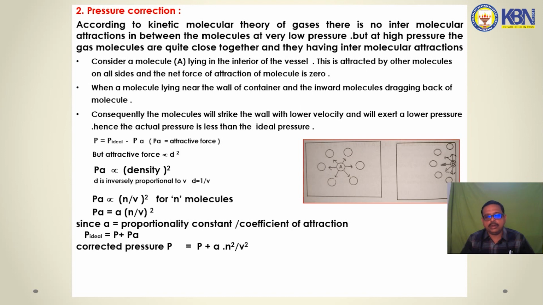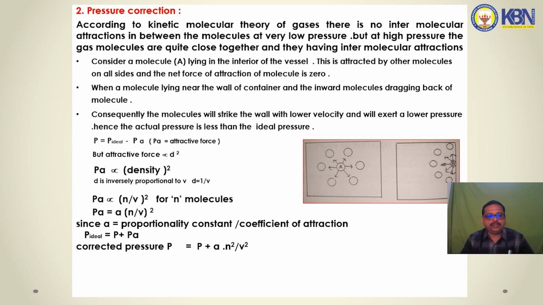Now consider a molecule lying near the wall of the container. The inward molecular pull drags the molecule back, so consequently the molecules will strike the wall with lower velocity and will exert a lower pressure. Hence, the actual pressure is less than the ideal pressure. So, it can be expressed as P is equal to P ideal minus PA, where PA is due to the attractive forces of gas molecules. The attractive force is directly proportional to the square of the density.